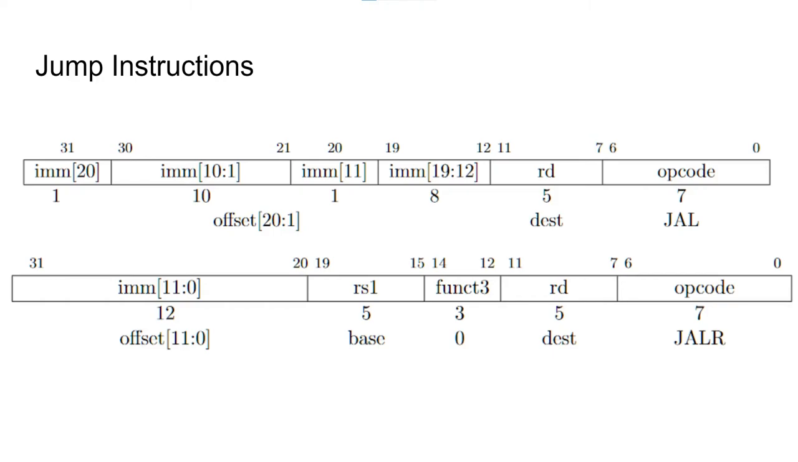Next, we have the jump instructions, which use the J encoding. Both of these work pretty similarly. They're used for when you need to unconditionally jump to another part of the program, say, a function, for example.